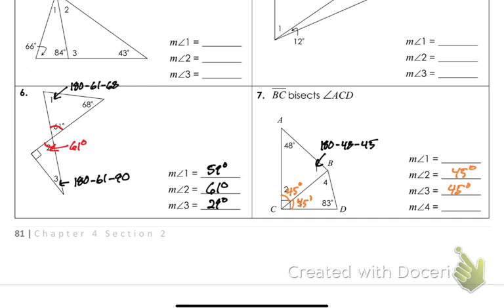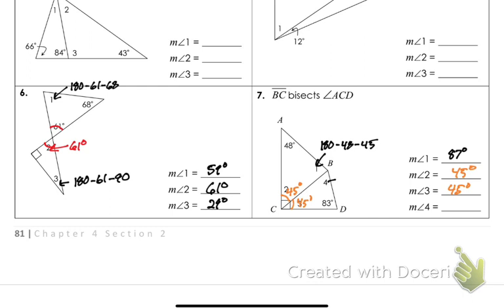Let's go this pod. 153. 143. Okay. Yeah, that seems a little big, right? 87. Back pod, do you agree with 87 degrees for that one? Okay, cool.